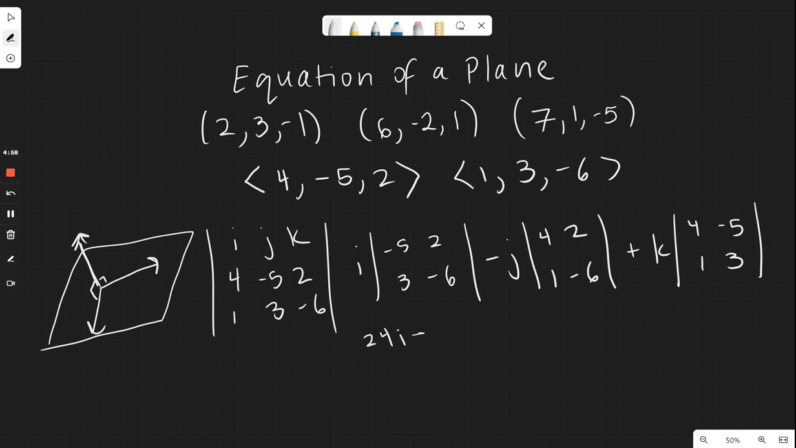I minus, what is this? Negative 24 minus 2, so 26, actually negative 26j.